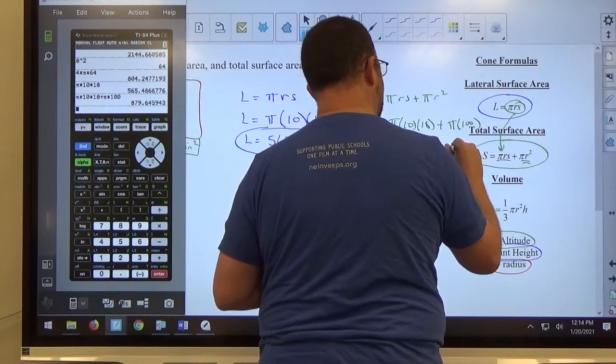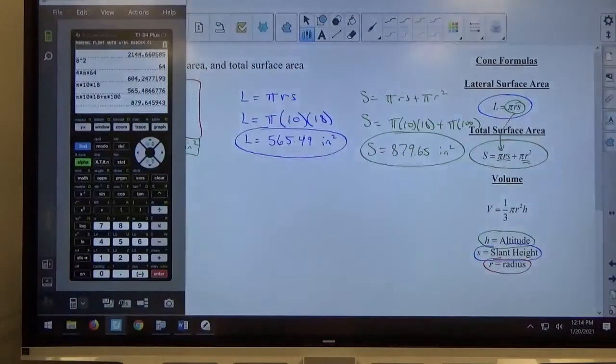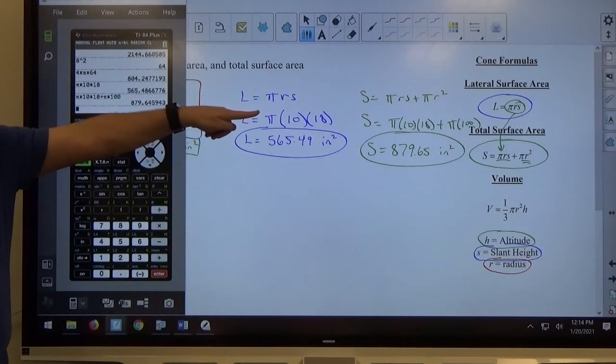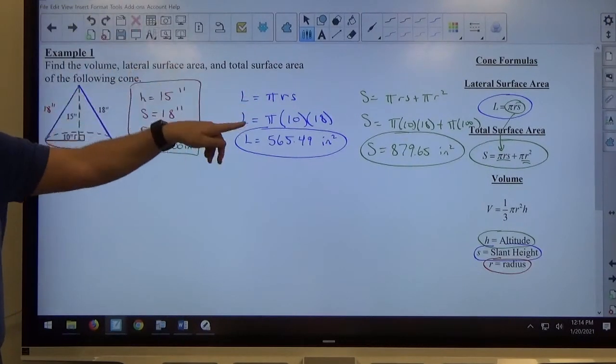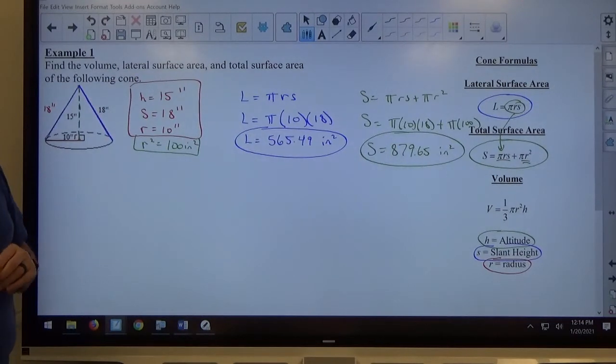This is also square inches. Whether it be lateral surface area, total surface area, any type of area is always going to be square units in your final answer. Okay, you write the formula, you substitute the dimensions into the formula, you use your calculator to calculate, you write your answer, round to the nearest, whatever they tell you to round to. If they don't specify, go a couple decimal places.